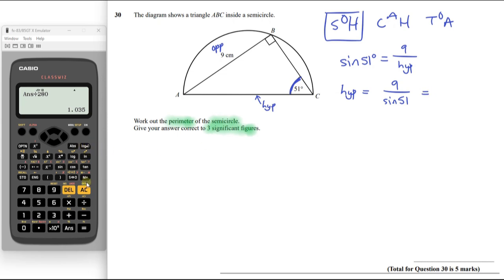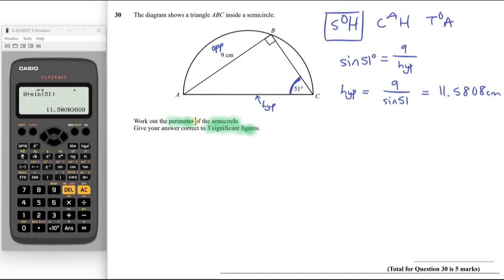So let's put that into our calculator. 9 divided by the sine of 51 degrees, close brackets, and we get 11.5808. I've just rounded it to 4 decimal places, and that is in centimeters. So that is this length here, which is the diameter.